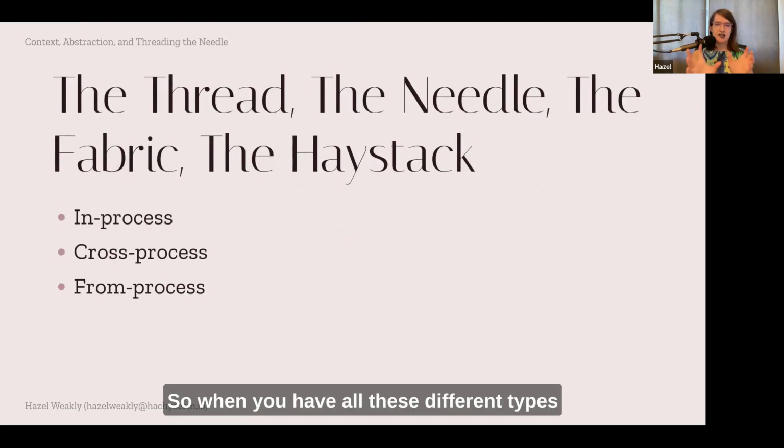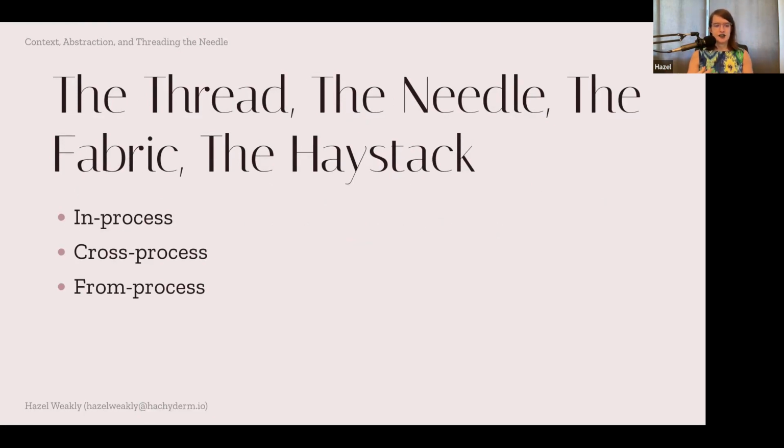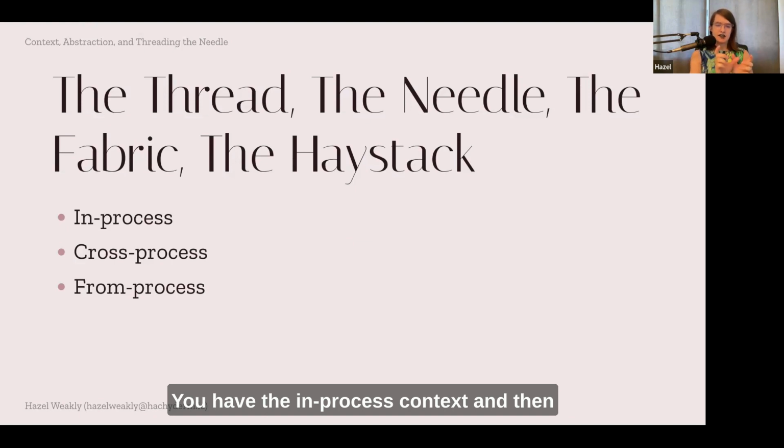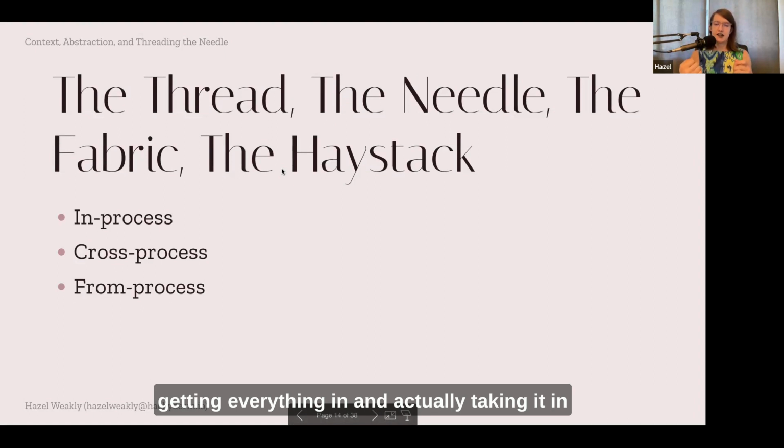So when you have all these different types of context, and you have these different services and different processes, how do you take this context and actually use it to glue everything together and make it usable? You have the in-process context, and then you have the cross-process, and how to propagate things from one thing to another. And then you have from process, which is getting everything in and actually taking it in the next service and going down that way. So I'm going to go over all of them in order.